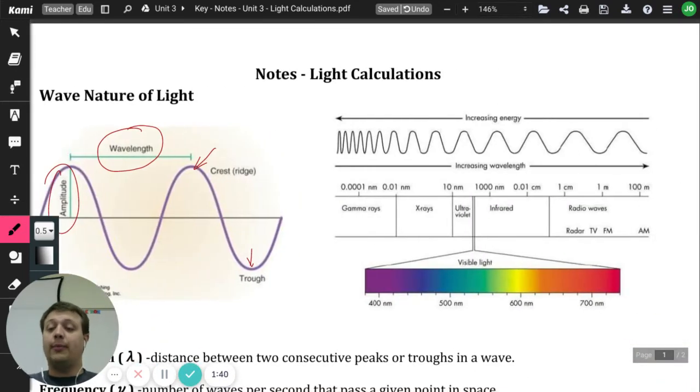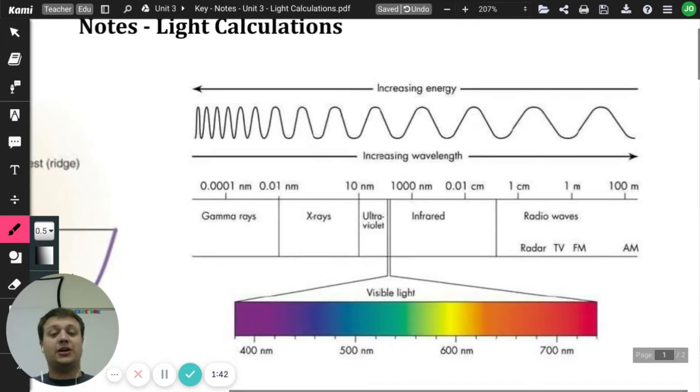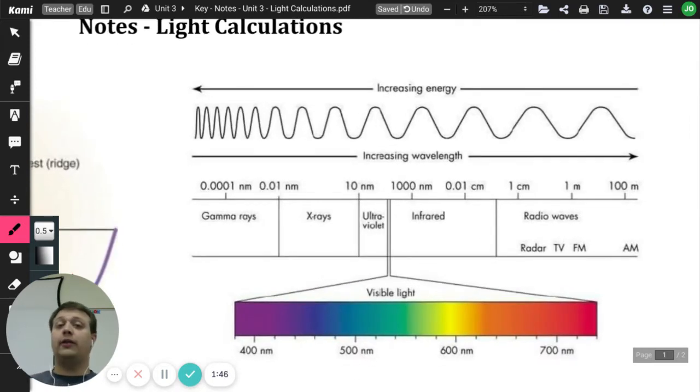Now, as a reminder, when we're talking about the EM spectrum, we know that we've got different frequencies and wavelengths. We know that things like gamma rays are going to have a very high frequency, but that also means a very short wavelength. And we know things like radio waves are going to have a very low frequency, but a very long wavelength. Okay, remember those two things are inverse. All right.